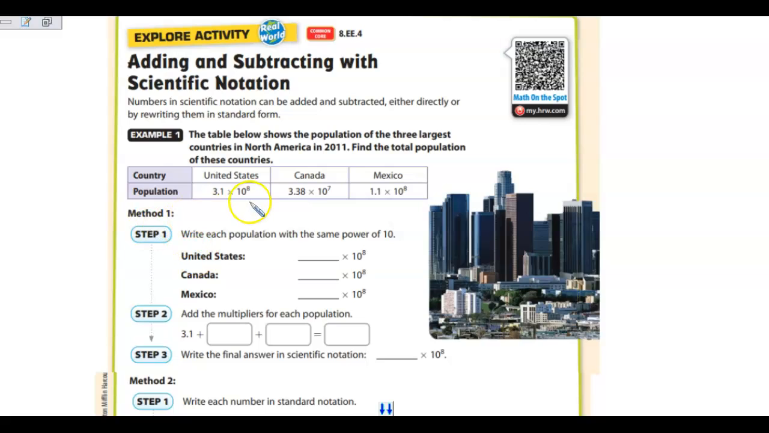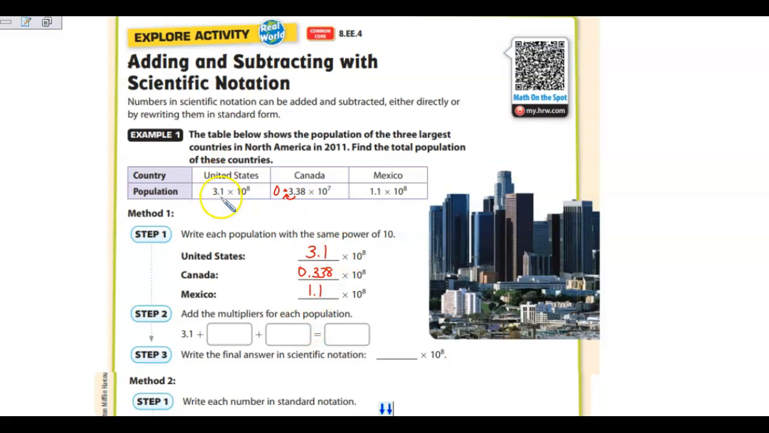Now since I have a power of 8 and a power of 8 here, I'm going to change this power of 7 to a power of 8. And remember, when we're adding powers, the decimal moves left. So we're going to go left 1 place because 7 plus 1 is 8. And that's going to give me this. So now I'm going to write: United States had 3.1, Canada had 0.338, and Mexico had 1.1.